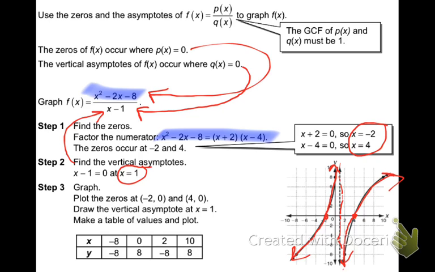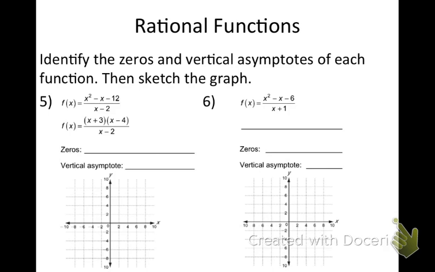All right? So let's look at number 5. It says identify the zeros and vertical asymptotes of each function. Then sketch the graph. So number 5, f of x equals x squared minus x minus 12 over x minus 2. I have x plus 3, x minus 4, all over x minus 2. Does everybody see how they factored down x squared minus x minus 12? Two numbers that multiply to get negative 12, add to get negative 1. So they factored it down.